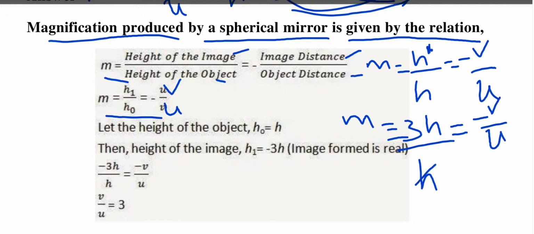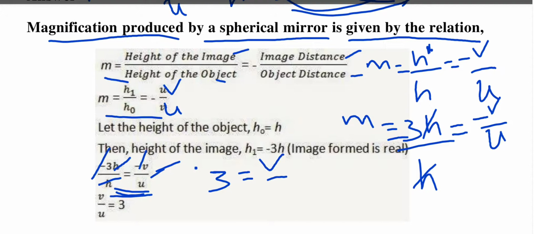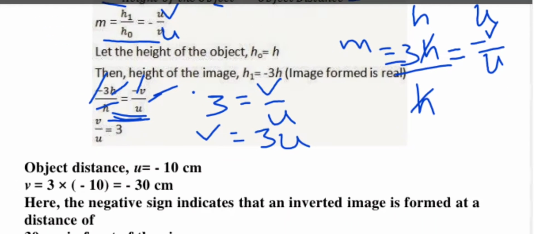So this h will get cancelled, and the minus signs will also cancel. So only 3 will be equal to v divided by u. So v will become 3 times u, right?